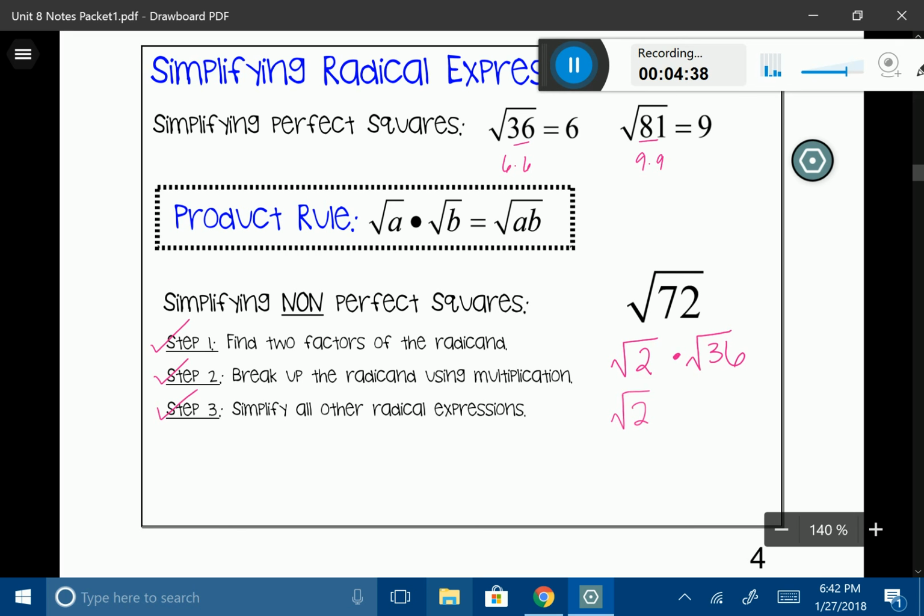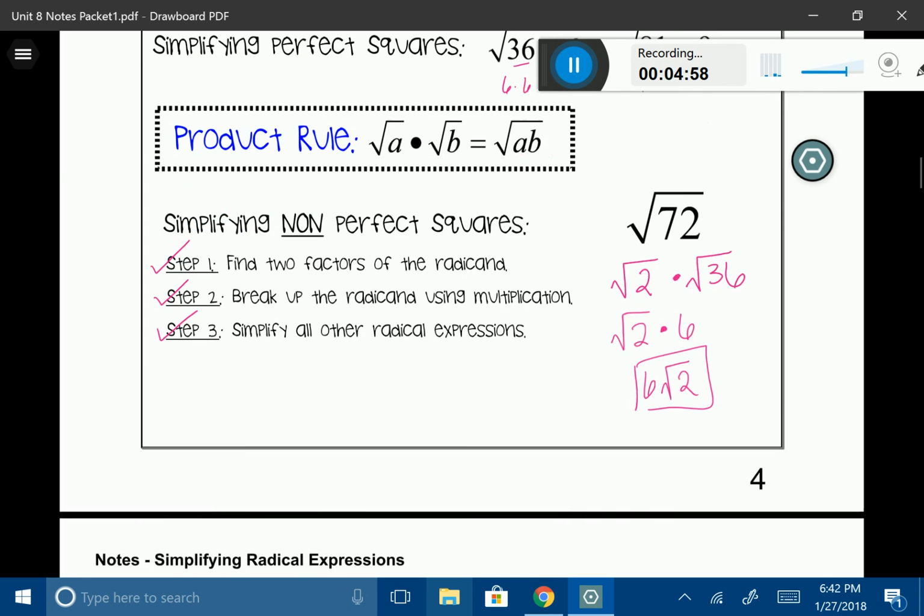Now the square root of 36, on the other hand, is a perfect square number. And I know that that is equal to 6. So I'm going to simplify it to 6. Now that both of my terms are simplified, I'm going to rewrite it with the coefficient out front. And there you have it. The square root of 72 equals 6 square root of 2. Oh wait, let's do a couple more of these.